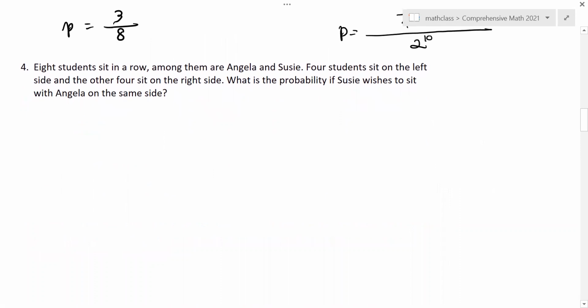All right. Now let's take a look at the next one. Please do it. This is a very common problem. 8 students sitting in a row. Among them are Angelina and Susie. So you have 8 students, and chairs 1, 2, 3, 4, 1, 2, 3, 4.